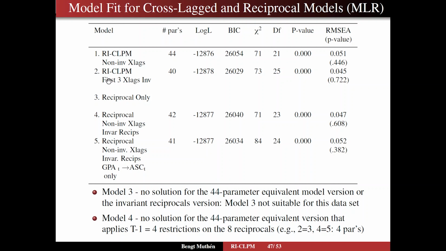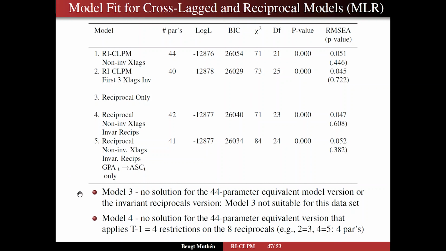So that's in the family of the random intercept cross-lag models, the model type A as we referred to it earlier. If we then turn to model type B, which is the reciprocal case, reciprocal only, we have nothing to report here.